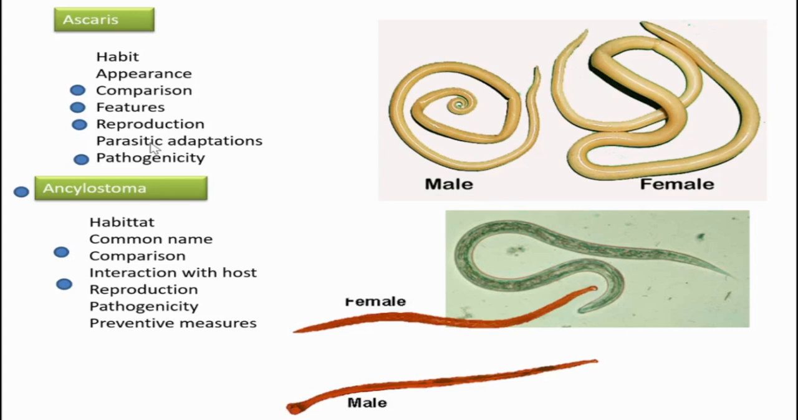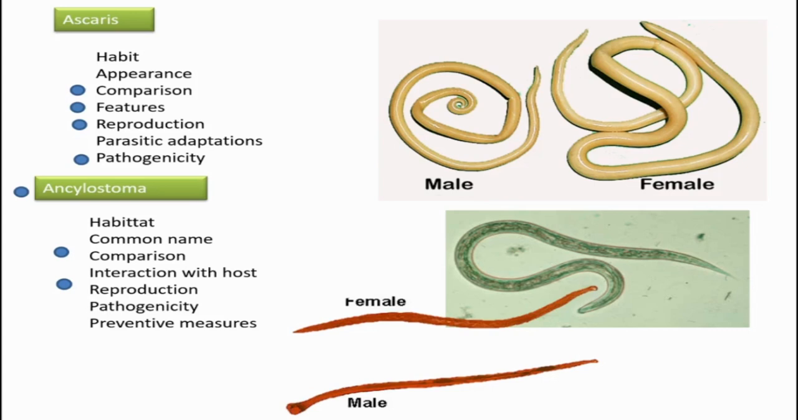Parasitic adaptations: the cuticle is an adaptation that helps the worm to resist adverse conditions and to resist the digestive action. The next parasitic adaptation is the presence of a muscular and suctorial pharynx. That structure helps the organism to suck the food from the host. Then the third parasitic adaptation is extra intestinal migration. Through this mode of migration, the worm is able to reinfect the host.